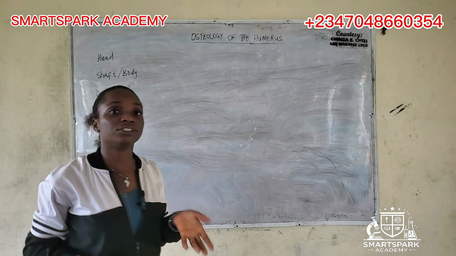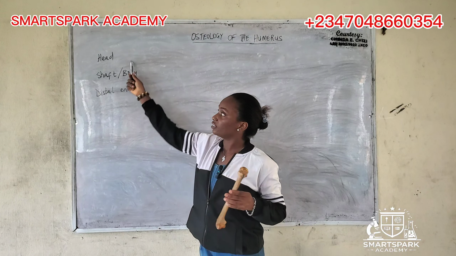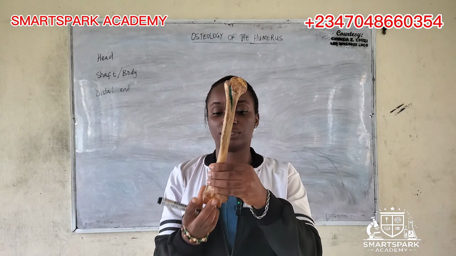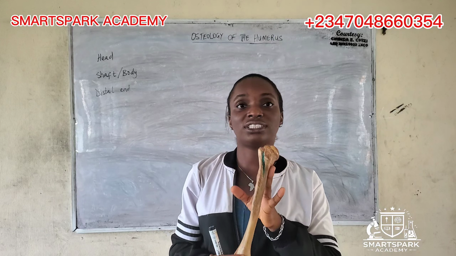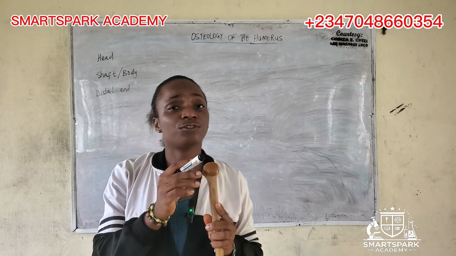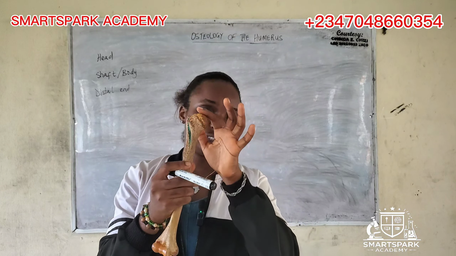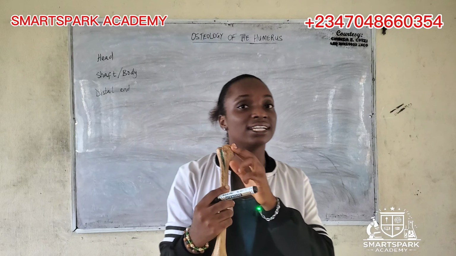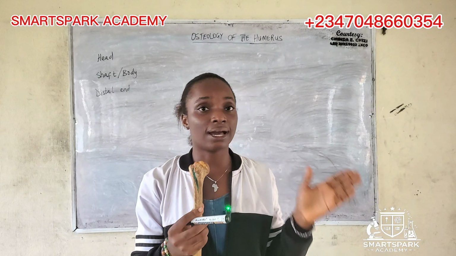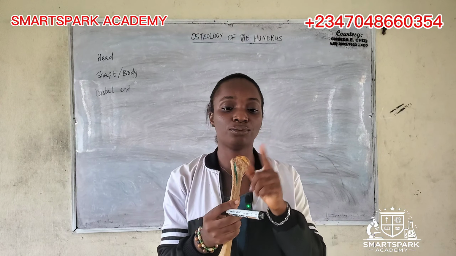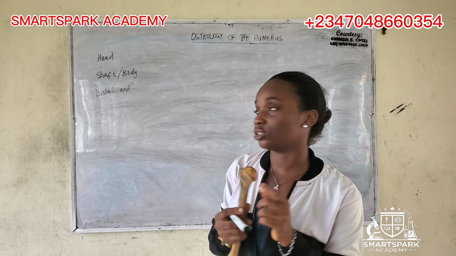So we can divide the humerus into three: the head, the shaft, or the body, and the distal end. Look at it. This is the head of the humerus, the shaft of the humerus, and the distal end. Now let's study the head of the humerus. Now, this head of humerus has the ball. See the head here? It's like a ball that attaches with the glenoid process of the scapula to form the glenohumeral joint. That's the first joint that the humerus forms, the glenohumeral joint.